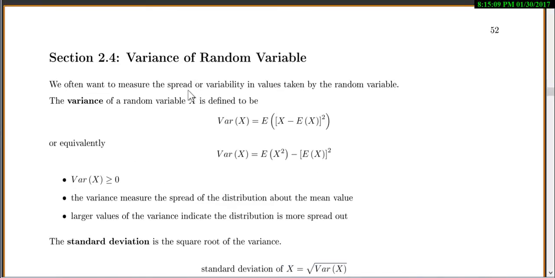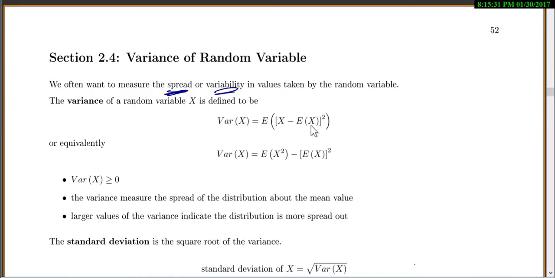In this section, we're going to talk about the variance or standard deviation of a random variable. So we often want to measure the spread. This is all about the spread or variability of values taken by a random number. So the variance of a random variable is defined to be: the variance of X is the expected value of X minus the expected value of X, squared. So that's kind of interesting.